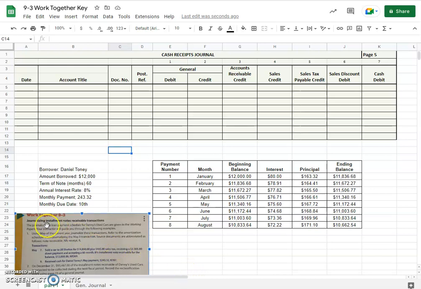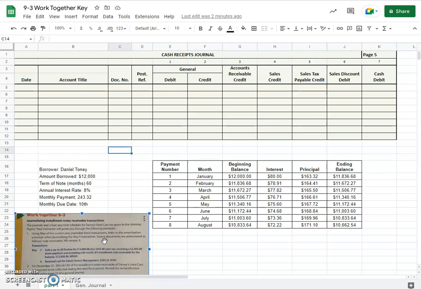In this video, I'll be going through Work Together problem 9-3 on journalizing installment notes receivable transactions. I should mention that this is on page 279 of the Century 21 Accounting Textbook, Advanced Edition 11. So I'll credit Gilbertson and Lehman for that text in this problem.